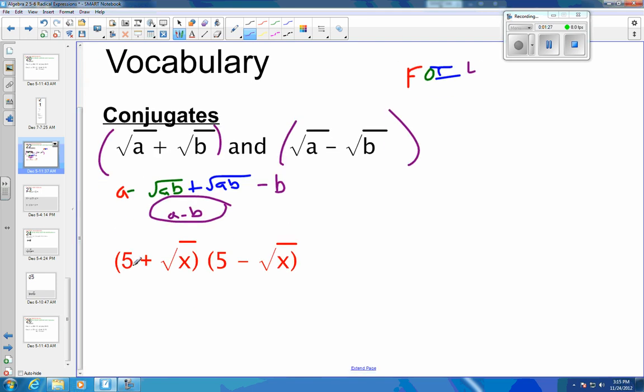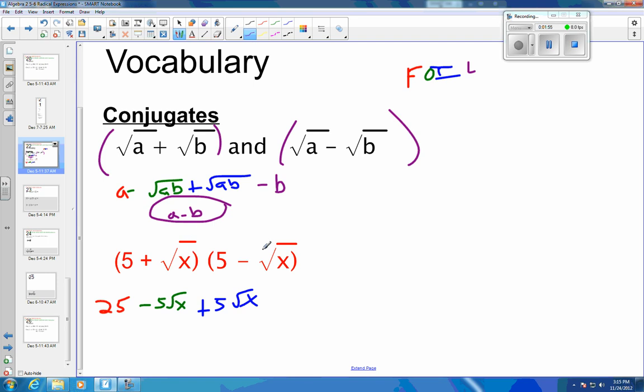Let me do one with numbers in it. So again, foiling it. 5 times 5 is 25. My outers, 5 times square root of x is minus 5 square roots of x because of this minus sign right there. And then we've got my inners, so that's going to be square root of x times 5, so that's positive 5 square roots of x. Positive times positive is positive.